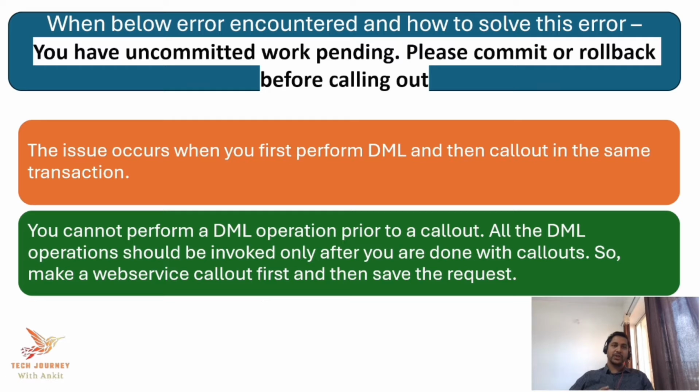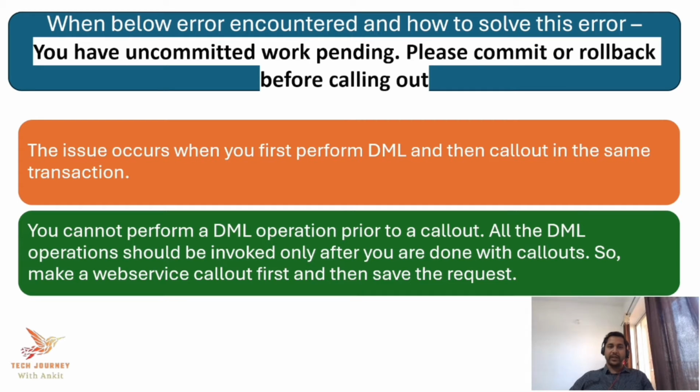Okay. The next question that we'll be discussing is again a real-time question. You have uncommitted work pending. Please commit or roll back before calling out. This is a very frequently occurring error when we work on integrations as well as Apex. This error is typically encountered whenever we first perform DML operations and then the callout is made in the same transaction. So it is not possible to first perform the DML operations and then do the callouts. The reason is that your operations are not committed, and without the operations being committed, you cannot make callouts to the external service.